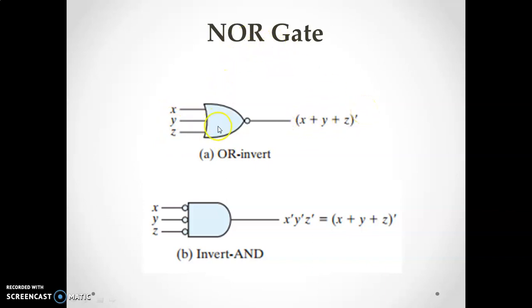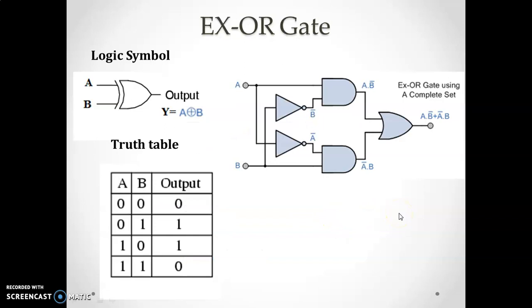NOR gate can be obtained from OR gate by putting bubble at the output of the OR gate or by putting bubbles at the input of the AND gate. So now the input for this AND gate will be X bar, Y bar, Z bar. So X bar dot Y bar dot Z bar. This is nothing but, by using De Morgan's theorem, I can write it as X or Y or Z the whole bar. The logic symbol and truth table for XOR gate is shown here in figure.